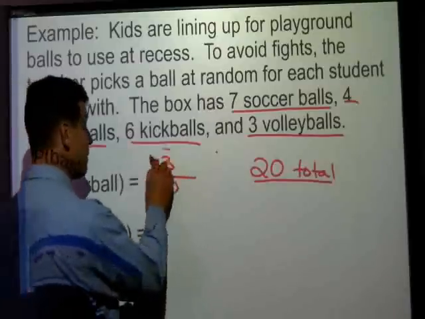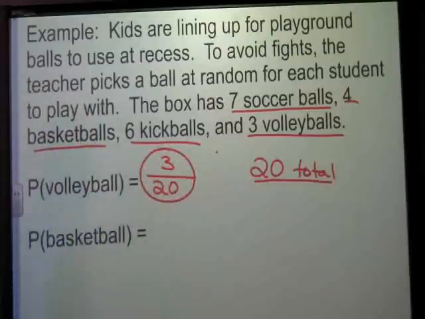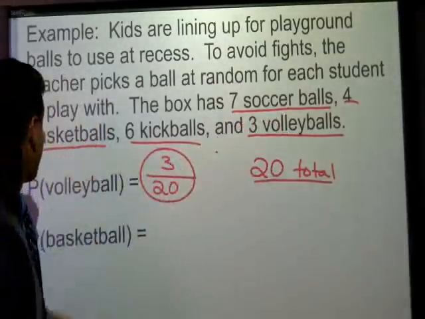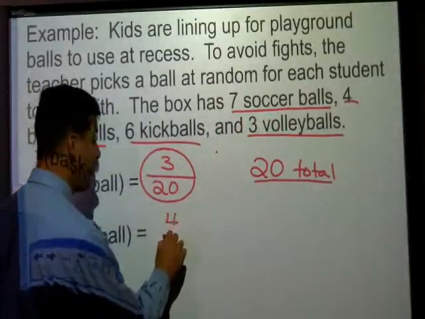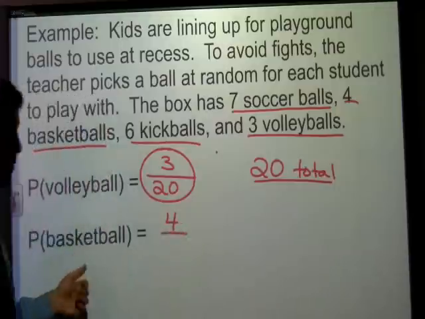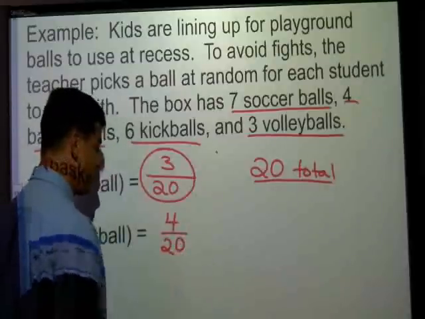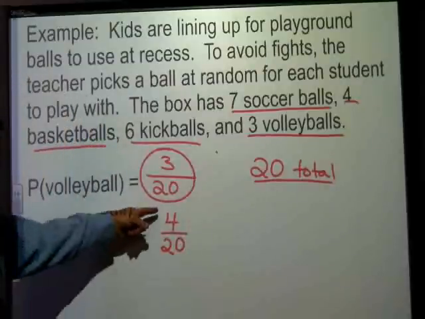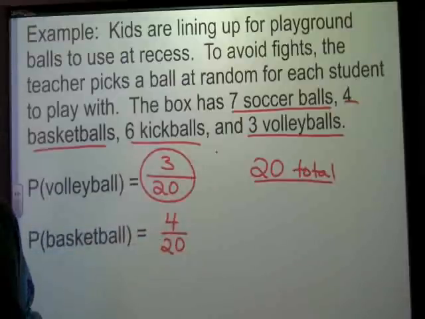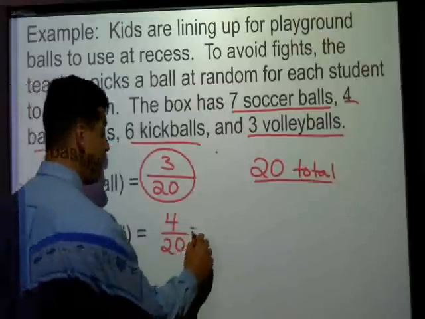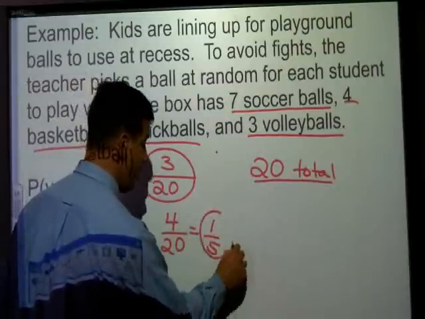Not very likely. How about a basketball? Well, it's 4 basketballs. So the number of favorable outcomes for this event is 4. The total number of possible outcomes is still 20. There's still 20 balls in the basket, or the box, or whatever. So the probability I select the basketball is 4/20. Now, the reason I chose this one is because this can be simplified down to 1/5.